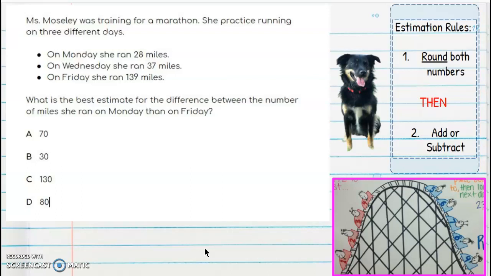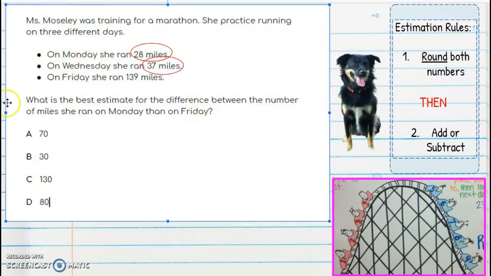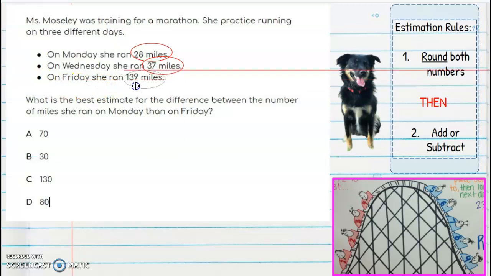What is the best estimate for the difference between the number of miles she ran on Monday and on Friday? So first thing we need to do is circle, box, and underline our important information. So we know our numbers are 28 miles, 37 miles, and 139 miles. And let's reread the question portion of this problem. What is the best estimate for the difference between the number of miles she ran on Monday and on Friday?